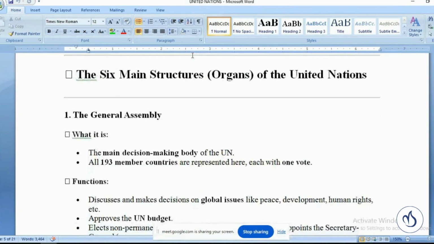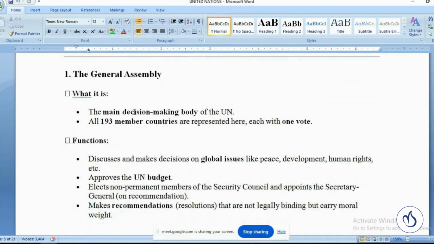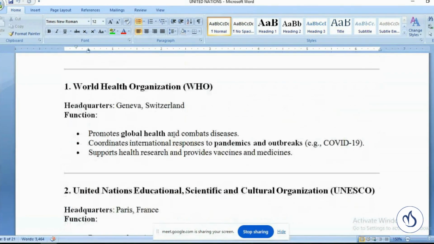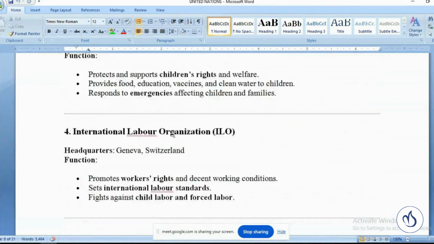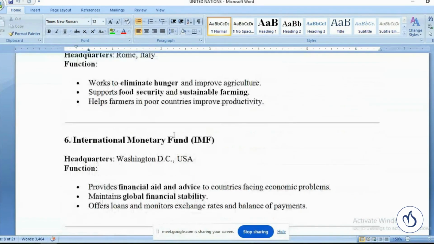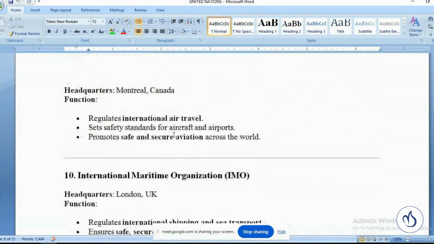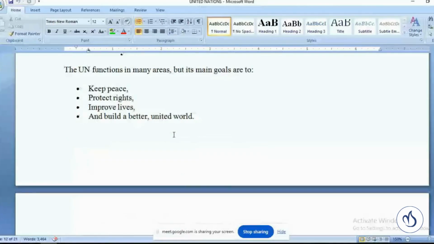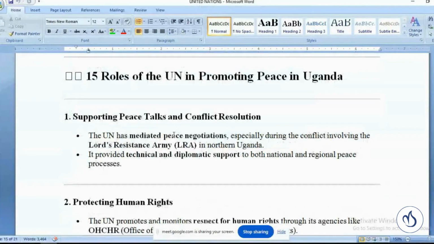These are the main structures or organs of the UN. I told you about the 193 members, the General Assembly. These ones I introduced them. Another thing you should know about the UN is the role of the UN in promoting peace in Uganda. Now, specifically, this is targeted. The role of the UN in promoting peace in Uganda.